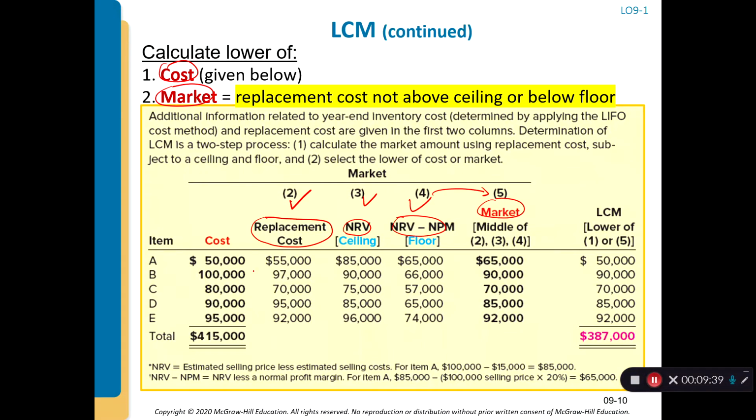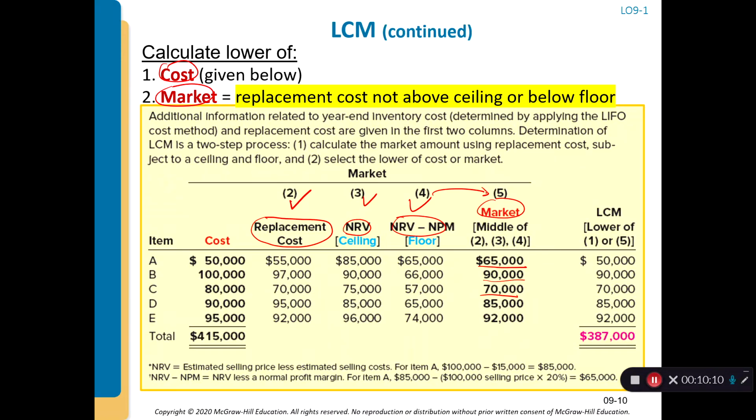For example, item A has a replacement cost of 55,000, which is lower than the floor of 65,000. Hence, we pick the floor as market value. Item B has 97,000, which is much higher than the ceiling. Therefore, we use the ceiling as market value. And item C has a 70,000 replacement cost, which is between the ceiling and the floor. Hence, we use the replacement cost as market.